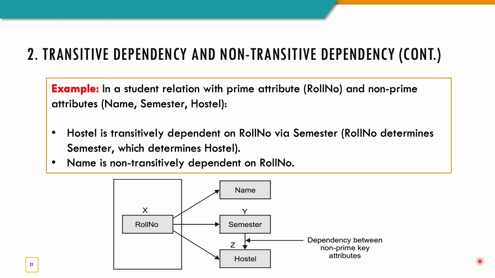So in summary, a transitive dependency is when one attribute indirectly determines another attribute through a third attribute. For example, roll number to semester, semester to hostel. Meanwhile, a non-transitive dependency is when an attribute is directly dependent on a key attribute and not through any other attribute. For example, roll number to name.